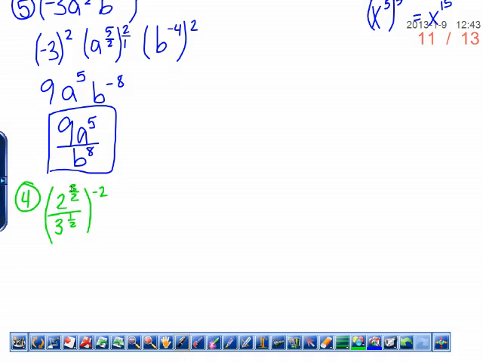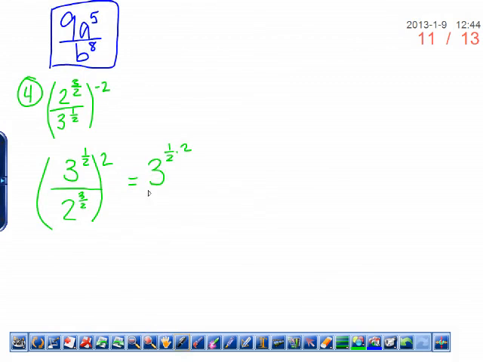So we can't do that. Okay? The first thing I would recommend trying here is we've got a negative exponent. So I'm going to flip the inside. So this is going to become 3 to the 1/2 over 2 to the 3/2 raised to what power? +2. All right, so then we have power to a power. So we're going to keep the base the same and multiply our exponents. So this becomes 3 to the 1/2 times 2 power over 2 to the 3/2 times 2 power.